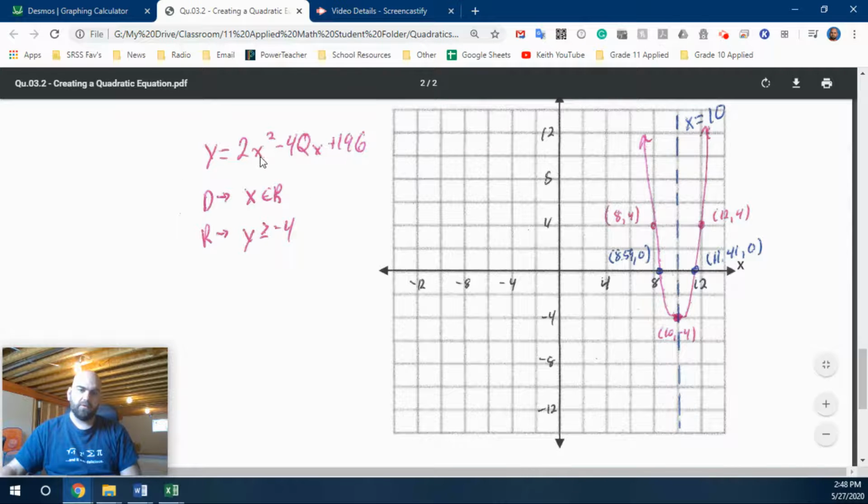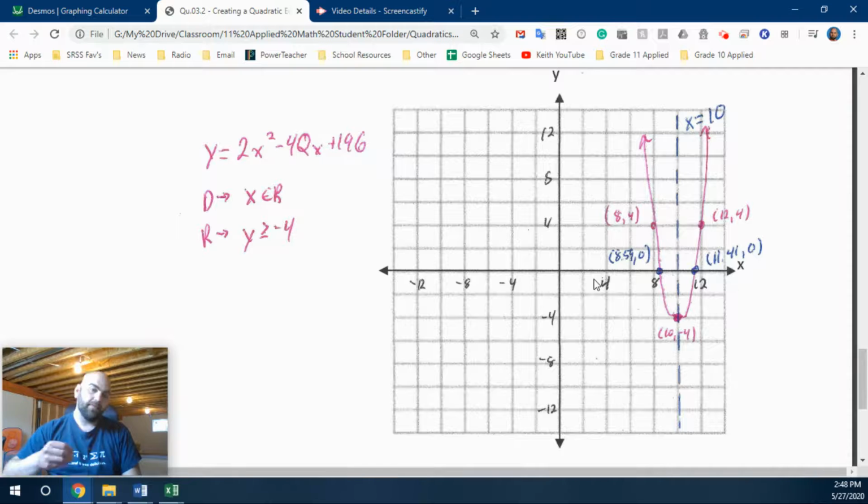My equation is this one right here, y equals 2x squared minus 40x plus 196. That's what we found using our regression. Domain is all real numbers, and our range is y is greater than or equal to -4, so it's above -4. So that is how we use Desmos to come up with an equation, which we can then graph out, and then we can solve.